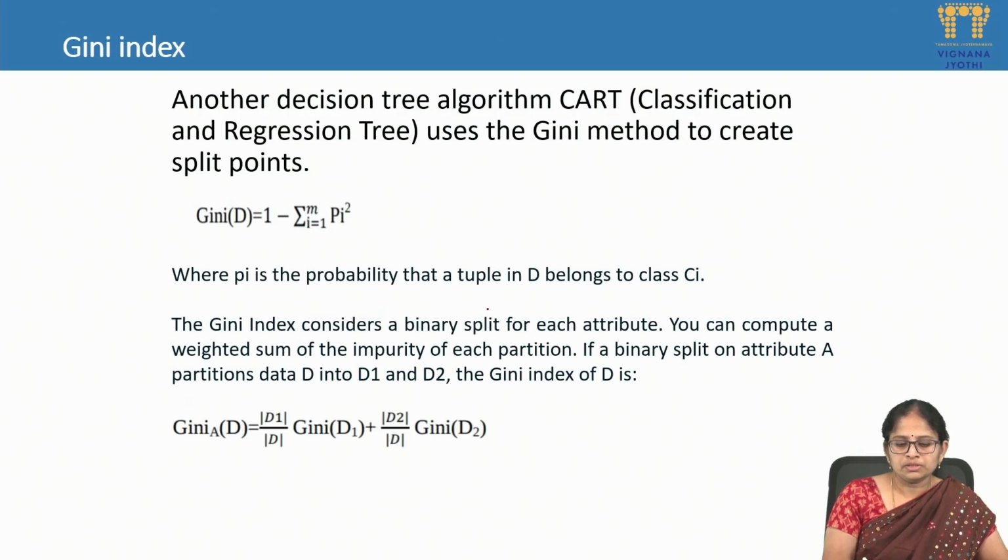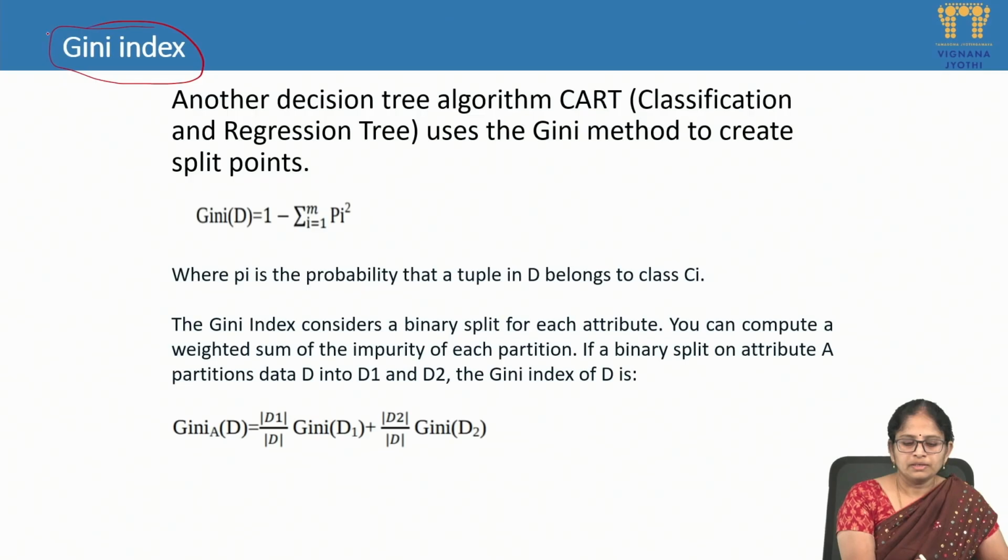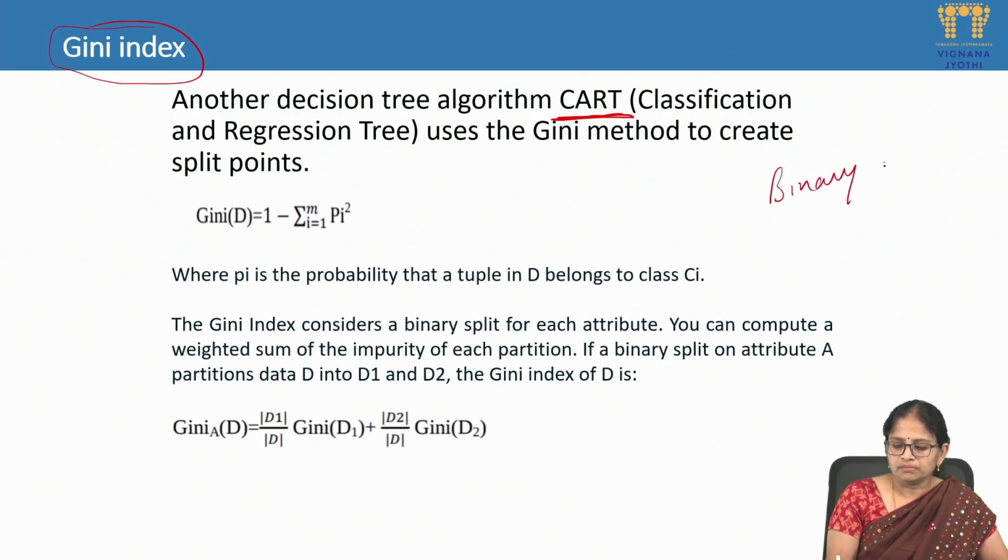The third heuristic measure used over here is the Gini index. Gini means impurity. This measure is going to create a decision tree with at most 2 branches, hence it is called binary tree construction. This algorithm is implemented by using CART, classification and regression tree. So using this Gini index, we create binary trees. Binary trees mean at each level there could be at most 2 branches.